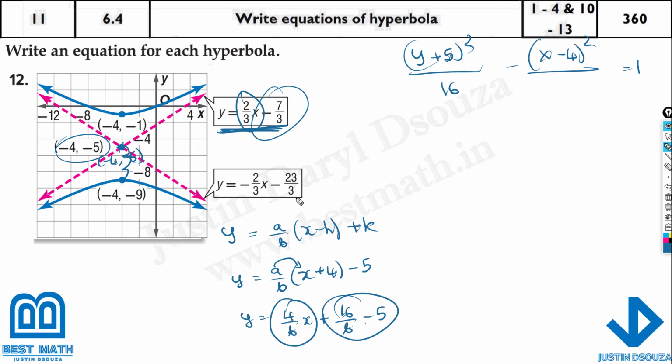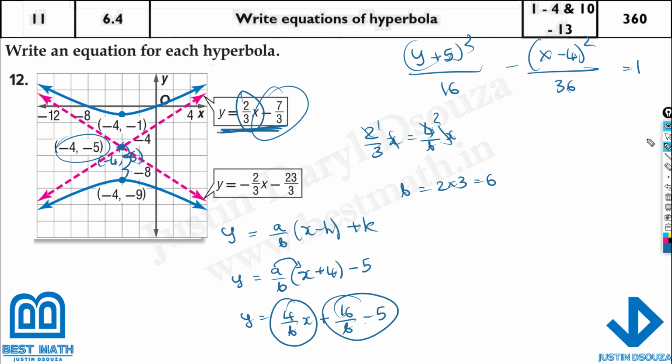So we don't know b. We'll equate those both. 2 by 3x must be equal to 4 by bx. X cancels. B goes to the other side and it will be 2 times 3, that is equal to 6. That is the answer. Here 6 squared is 36. So this is how we find b in this case.